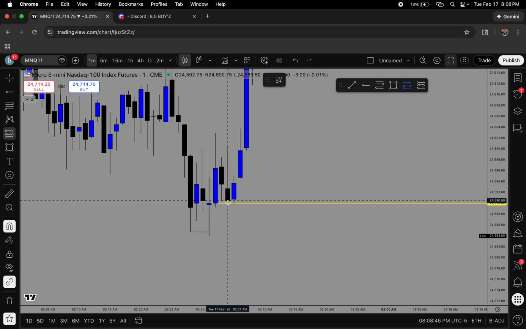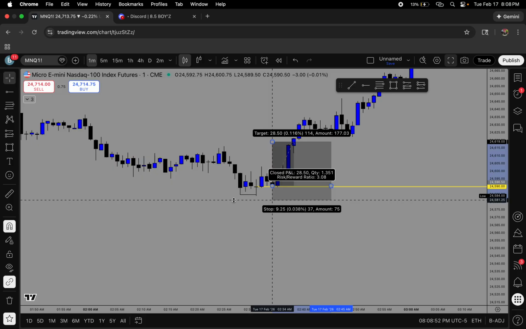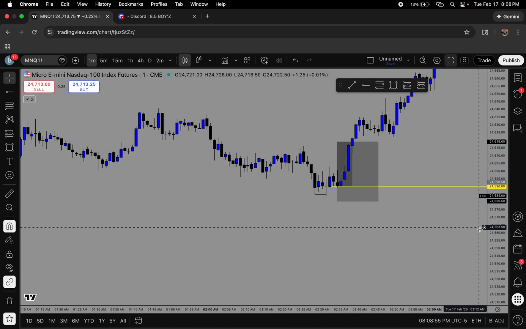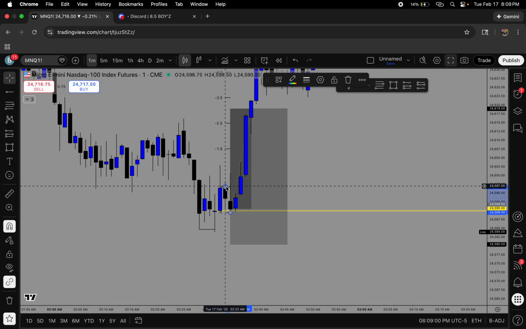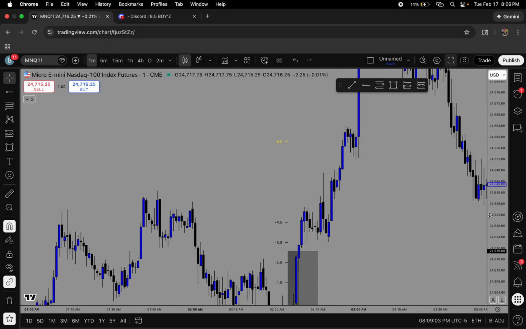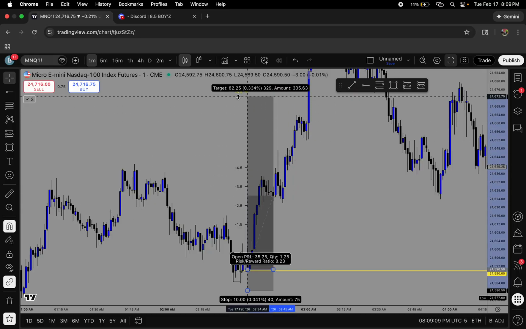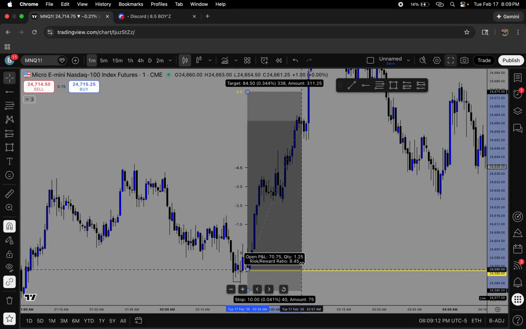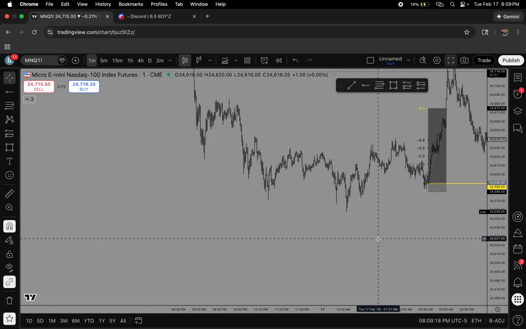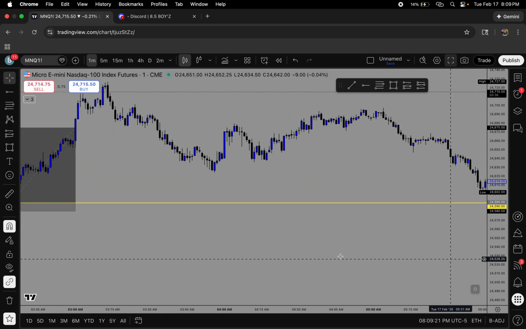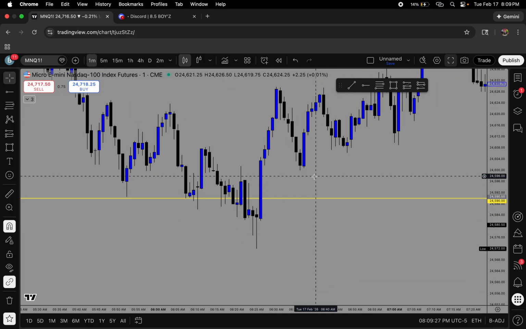You could have also entered here. Put your stops underneath here if you wanted. 10-point stop. It somehow always ends up being a 10-point stop. Is that to the wick? Maybe you could have targeted up here. 84 points. Most minimal drawdown. It's very simple. There's not much to it.